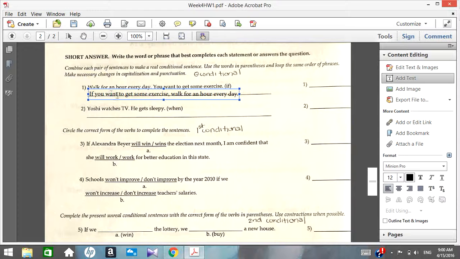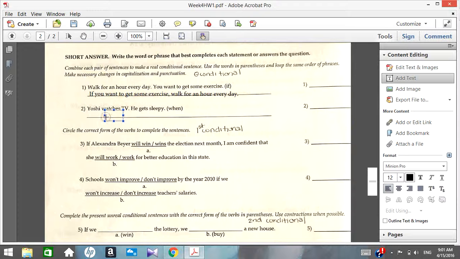Okay, so both of my main verbs in both clauses are in the present tense. Yoshi watches TV. He gets sleepy. So this one's a little bit different. We have to use when. So which one happened first? I would say probably Yoshi watched TV first, and then when he does that, he gets sleepy.